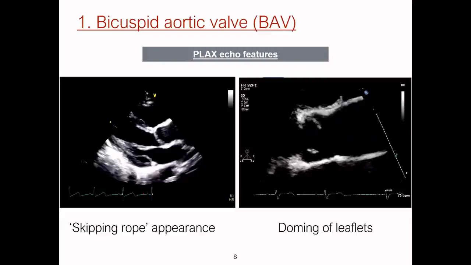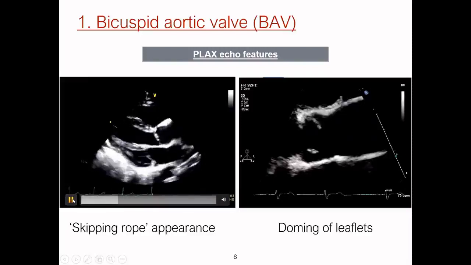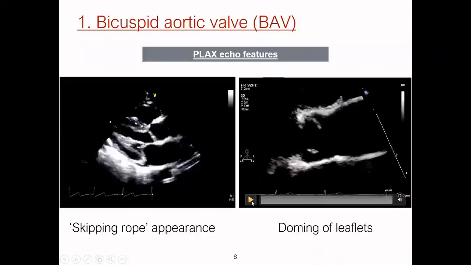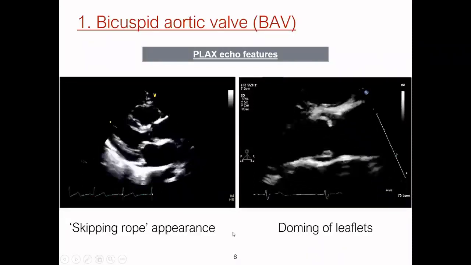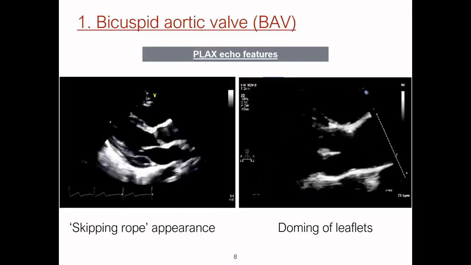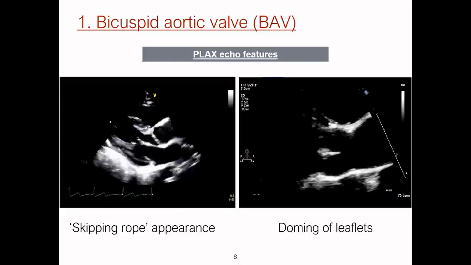So we'll go through some images now. Usually you may have an idea straight away in the parasternal long axis whether the patient has a bicuspid aortic valve or not. So some of the features you should see is a typical skipping rope appearance on the left side here. And then on the right side, you may also see a doming of the leaflets. One other key feature that you should be able to appreciate here is the different lengths of the non-coronary cusp and the right coronary cusp.